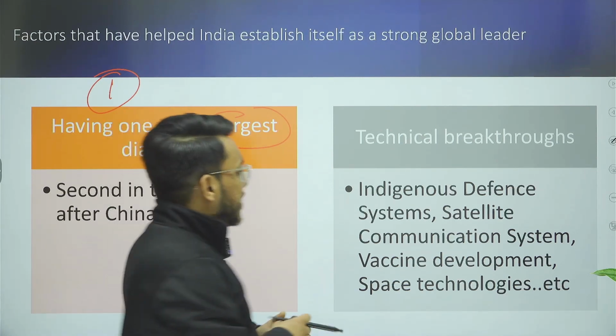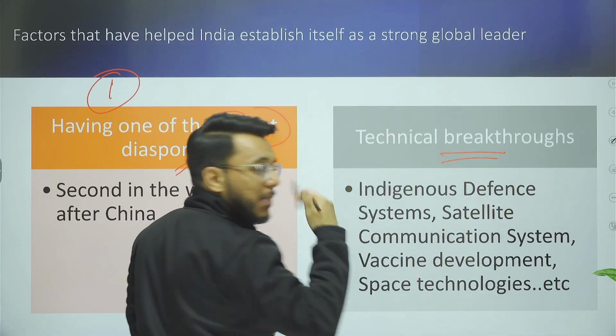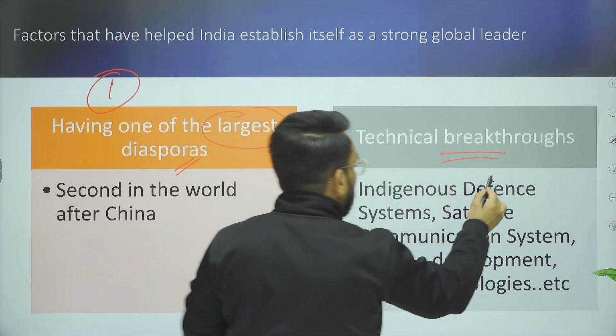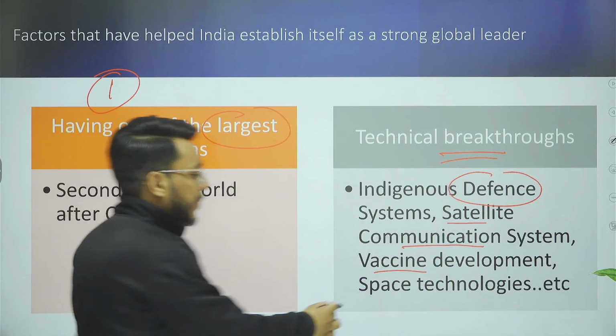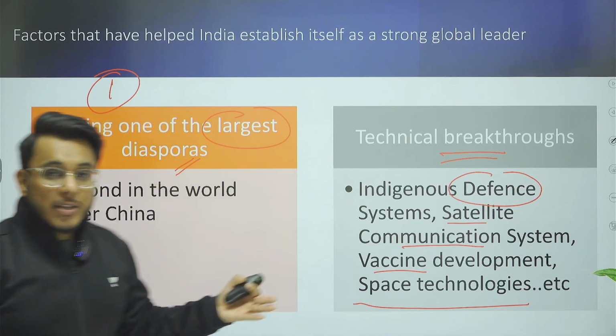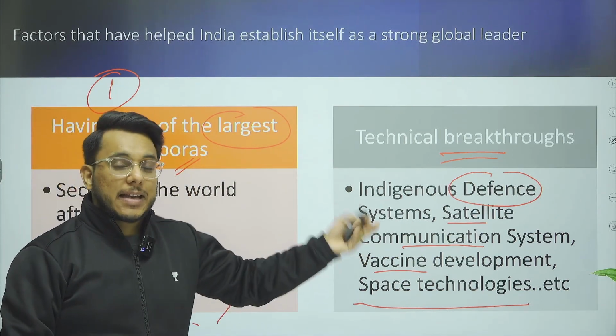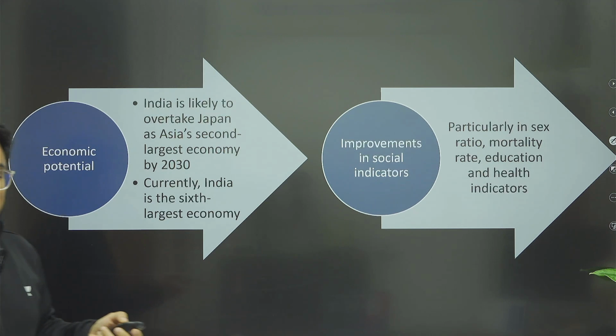So second is technical breakthroughs. India has made quite impressive technical breakthroughs in defense systems, satellite communication, vaccine development, and space technologies. So through these technical breakthroughs, India can be a leader and can help in providing technological solutions.